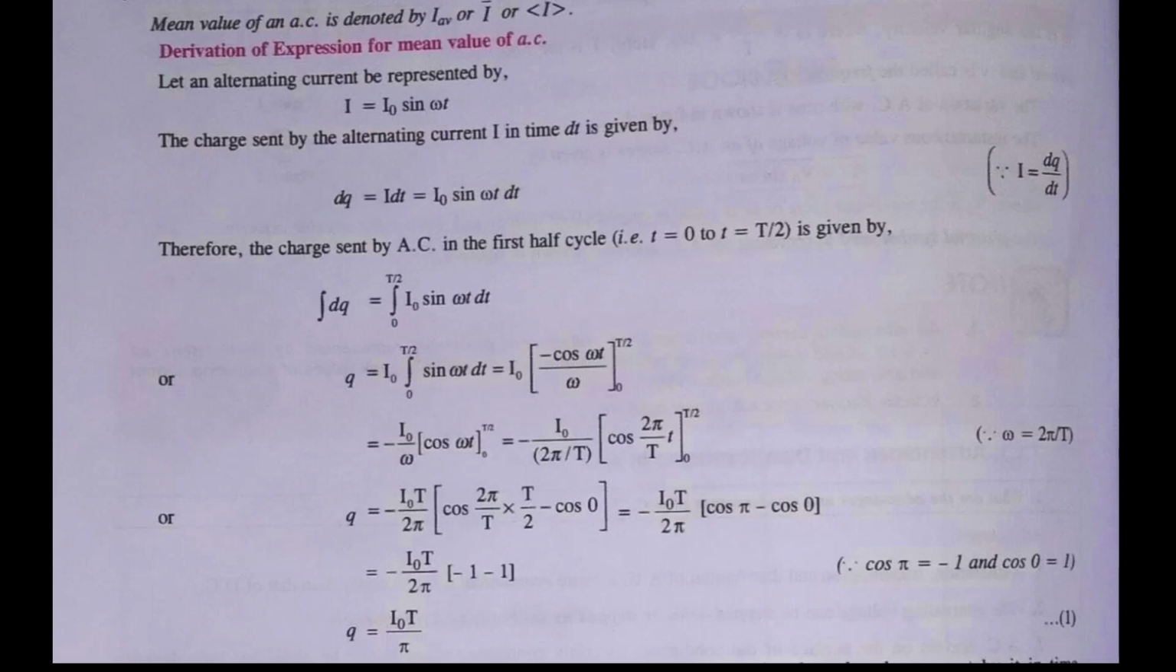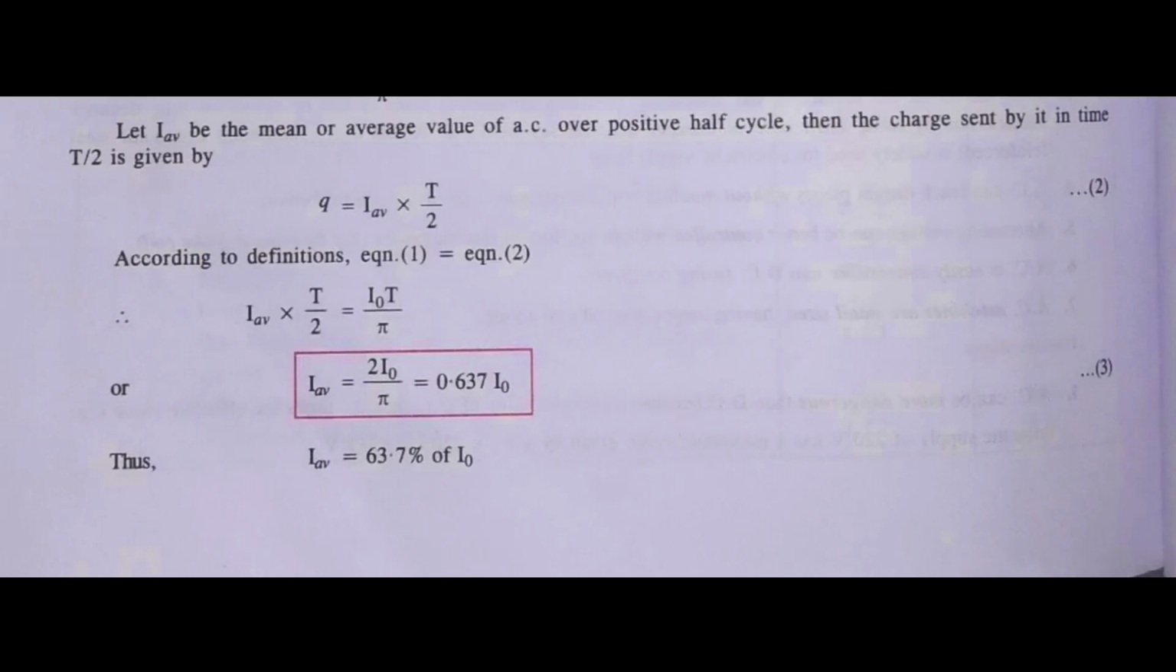Then we calculate the charge sent by this AC current for the first half cycle, that is from the time 0 to T by 2. So we do the integration. While doing the integration, we apply the formulas of mathematics and we arrive at the answer for the charge, I naught T divided by pi.